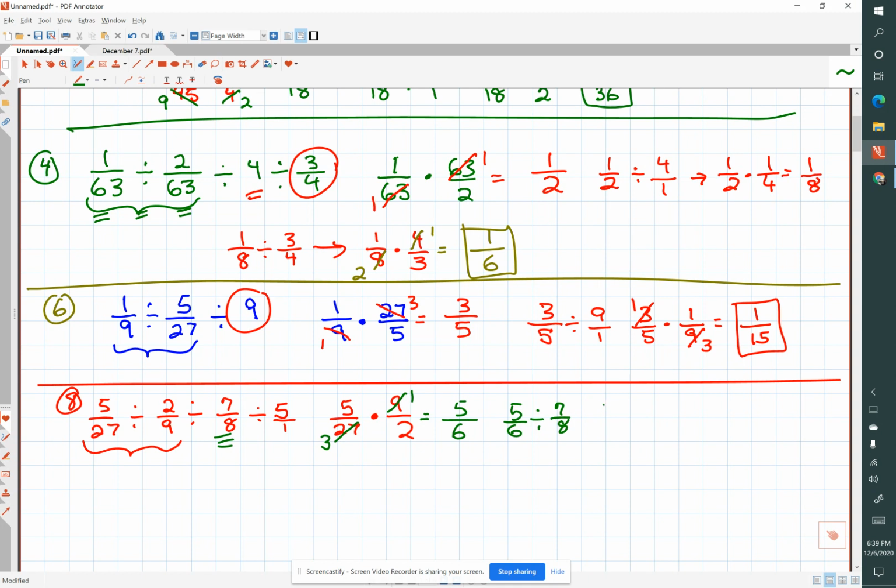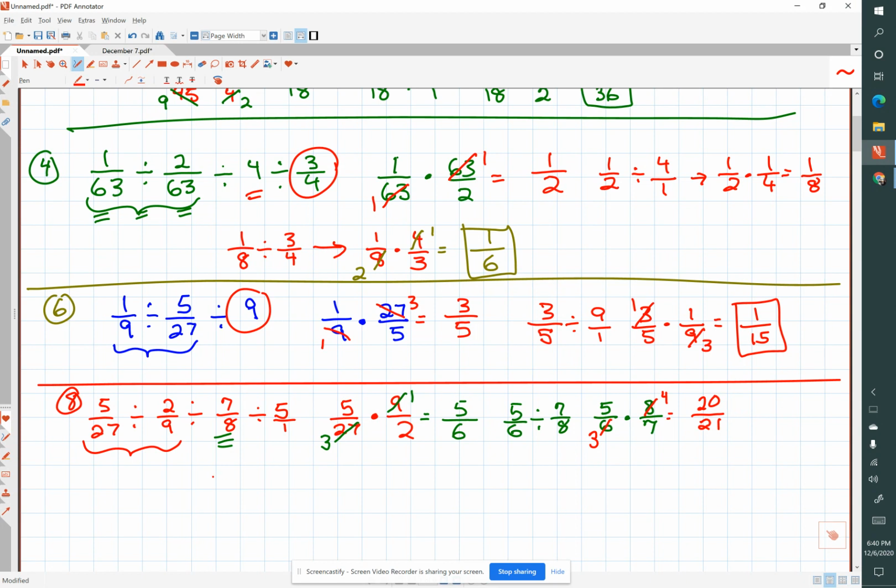And in order to do that, we'll multiply by the reciprocal. 5/6 times 8/7. Now 5 and 7 are not factors of each other, so we can't simplify in that direction, but 8 and 6 are both divisible by 2. So we can remember, smaller numbers are better numbers. 8 divided by 2 is 4. 6 divided by 2 is 3. We multiply straight across, 5 times 4 is 20. 7 times 3 is 21.